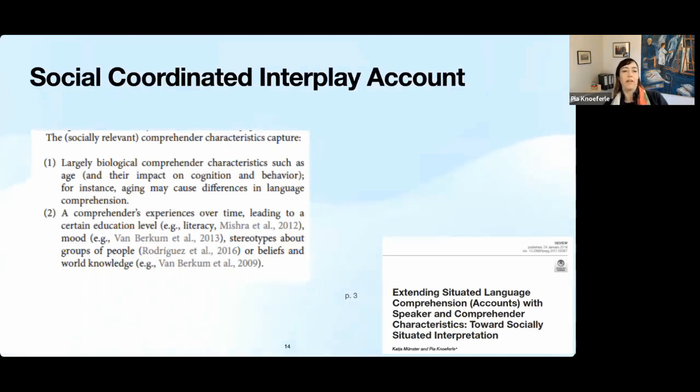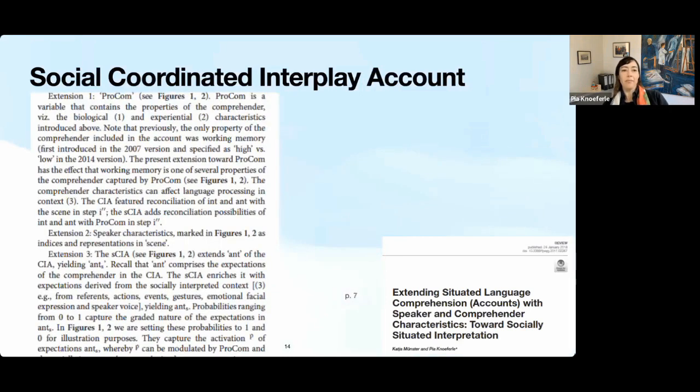For instance, a certain education level, their literacy, their mood, stereotypes about groups of people that your participants may form, or beliefs and world knowledge. So we somehow need to capture these also in modeling language processing and the associated variability that comes with variability in who you are, what your background is, so your characteristics.